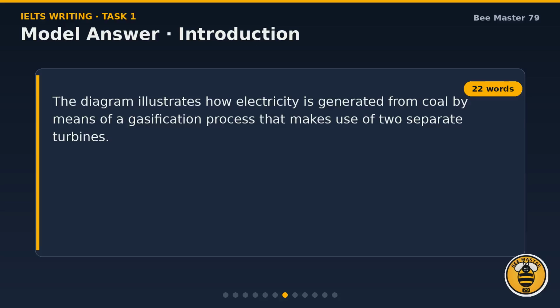The introduction. The diagram illustrates how electricity is generated from coal by means of a gasification process that makes use of two separate turbines.